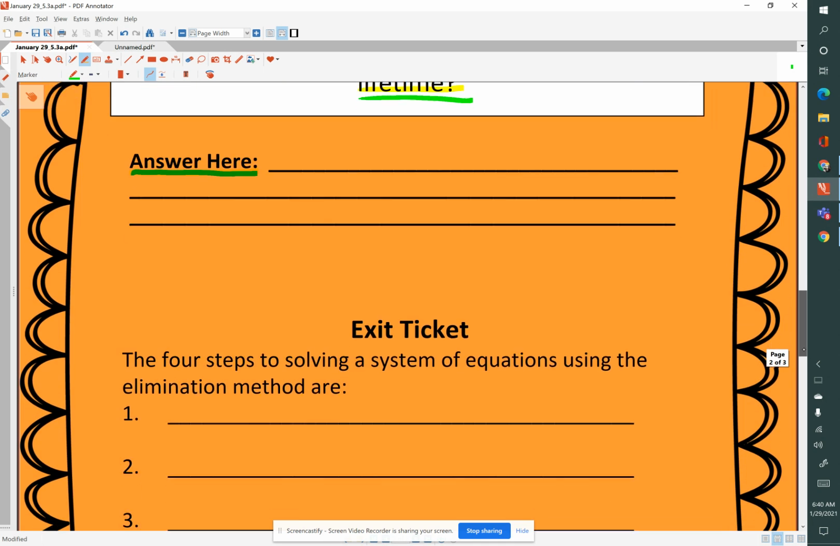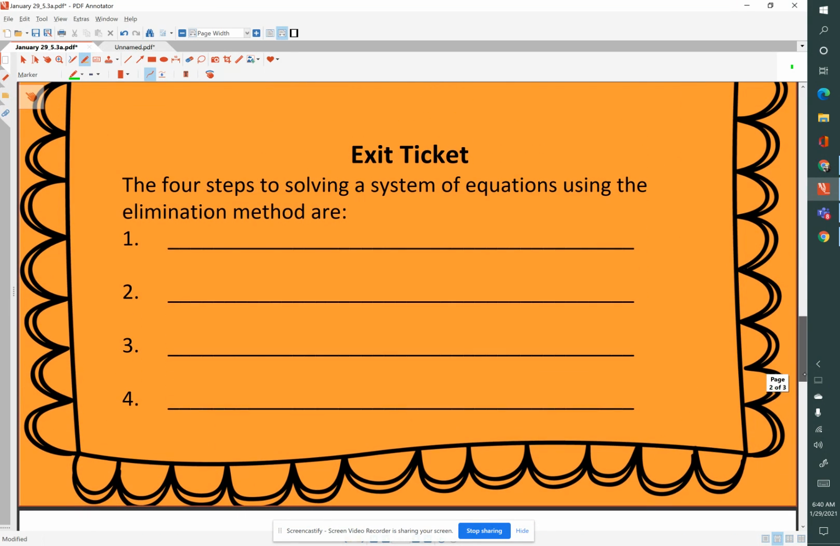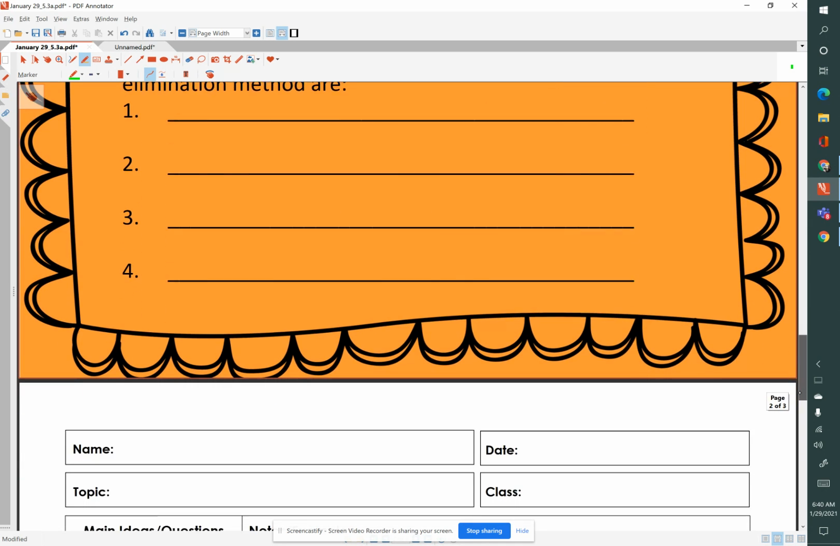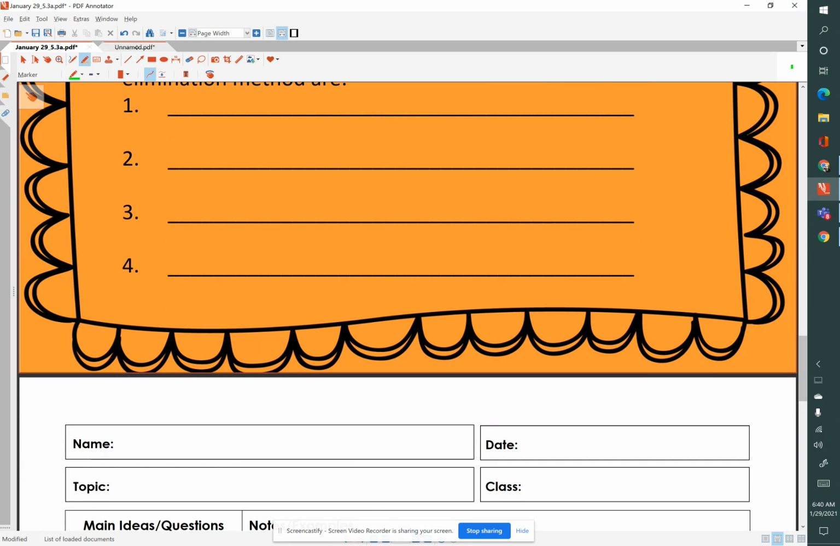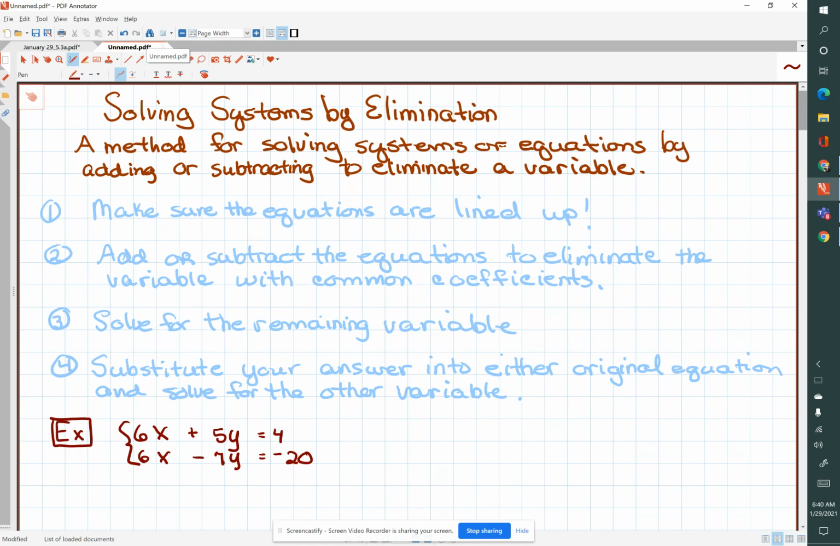So we'll come back to our exit ticket later, where we review those 4 steps to solving a system of equations using the elimination method. But for now, I want to take us to our whiteboard. So we're solving a system of equations using the elimination method. Here we are. So what is it? Solving systems by elimination is a method for solving systems of equations by adding or subtracting to eliminate a variable. Okay, we're adding or subtracting in order to eliminate one of the variables.